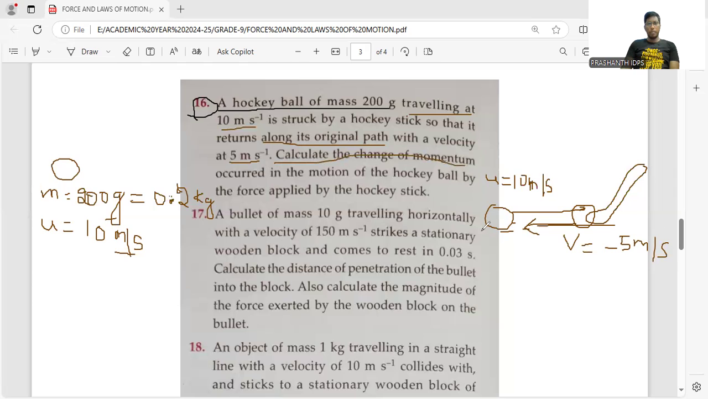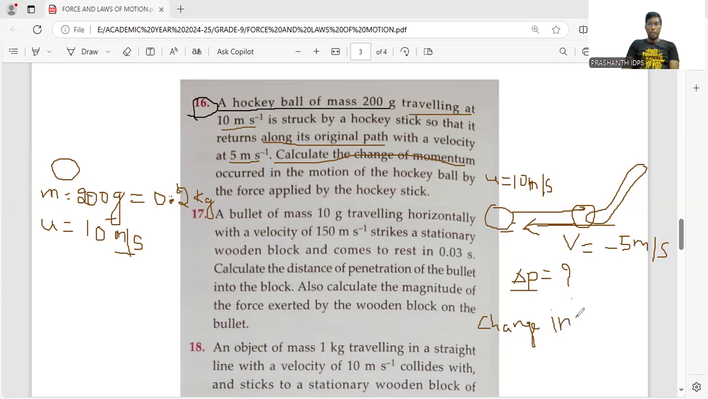Calculate the change of momentum. We need to calculate the change of momentum, delta P. Delta represents change. We need to find out the change of momentum of the hockey ball caused by the force applied by the hockey stick. Before getting hit by the hockey stick, the velocity is 10 meter per second. After that, velocity changed to 5 meter per second. So velocity changed, and in the sense momentum also gets changed. Momentum formula is mass into velocity. So another formula, as you all know, is change in momentum.